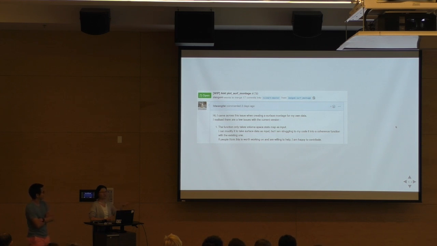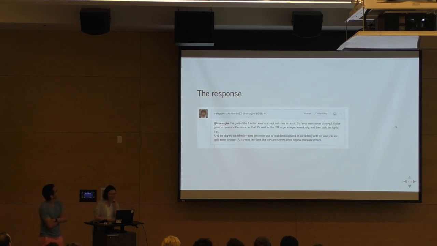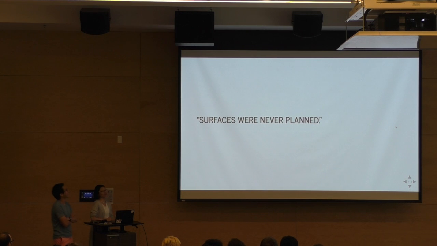So I was really curious. You're presenting data on the surface anyway. Why don't you just write it to accept surface input as well? So I asked this on GitHub, and they replied, and please don't take a picture of the next slide because I think it's a little bit mean. The response is, the goal of the function was to accept volumes as input. Surface was never planned. I was like, this is madness. I cannot accept this to happen.